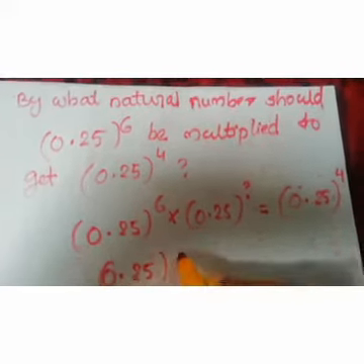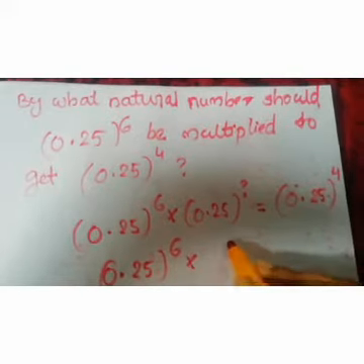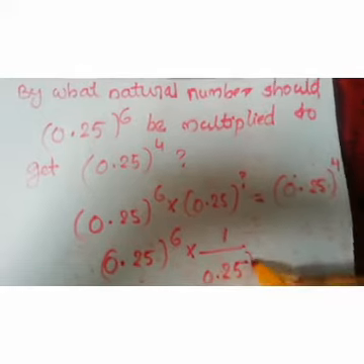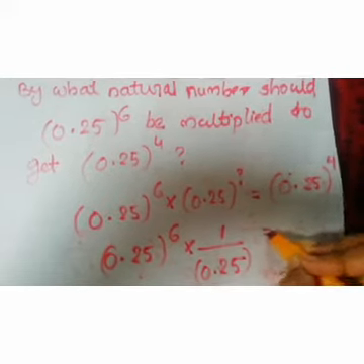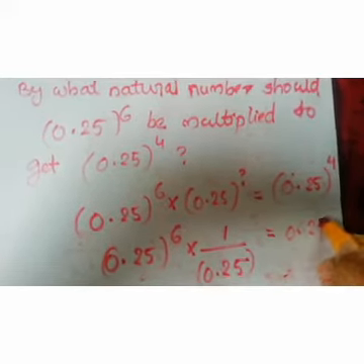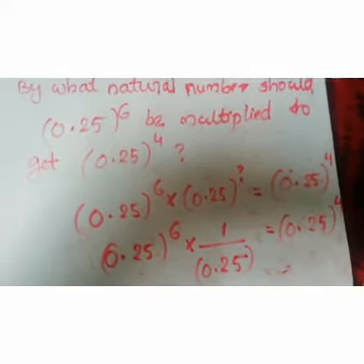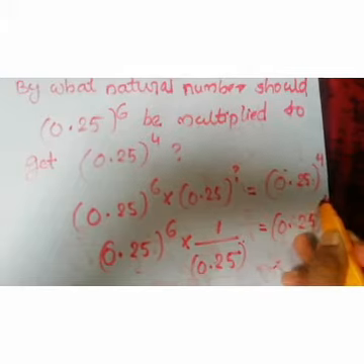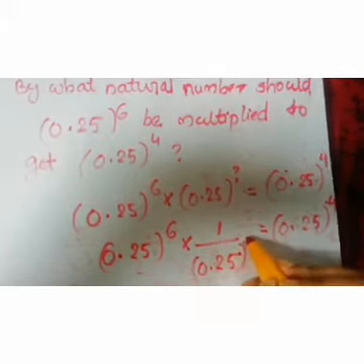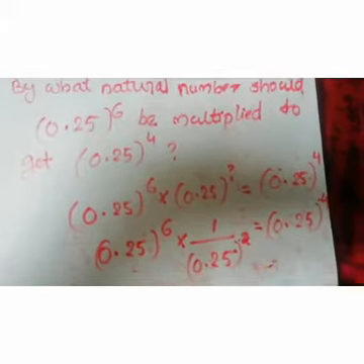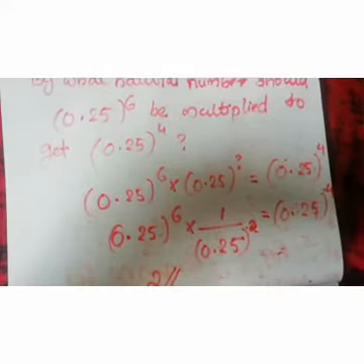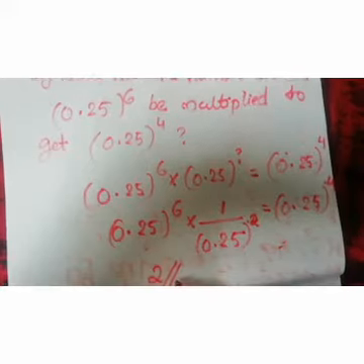0.25 all raised to 6 multiplied with 1 by 0.25 all raised to a number to get 0.25 all raised to 4. We know that 6 minus 2 gets 4. So 2 is the number. 2 is the ultimate answer for this question.